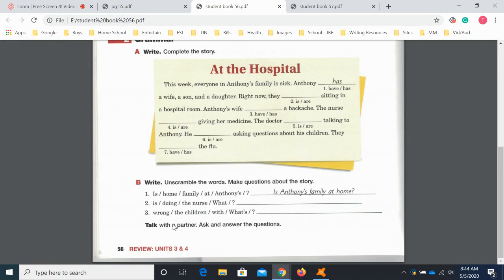And number 3, wrong the children with and what's. And the correct question is, what's wrong with the children?